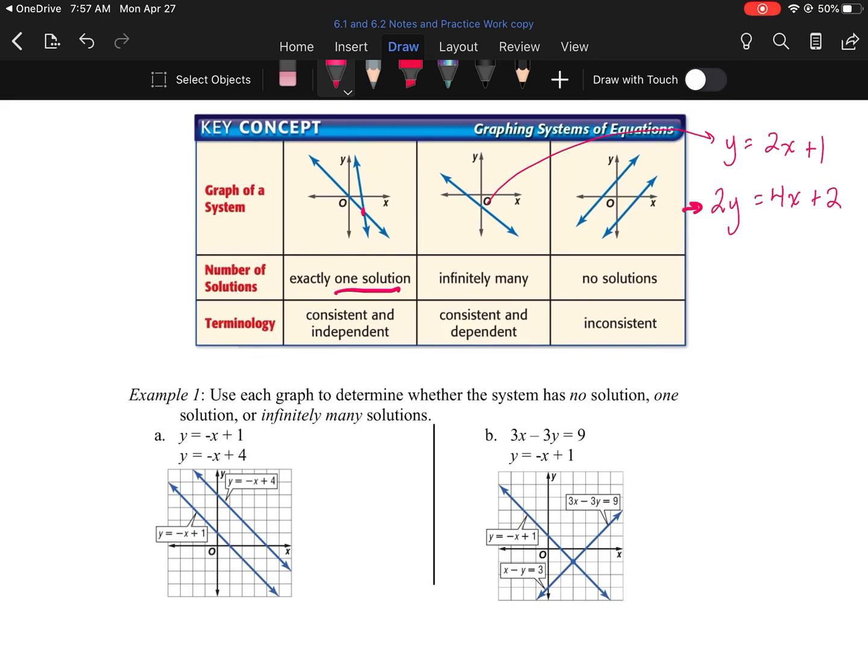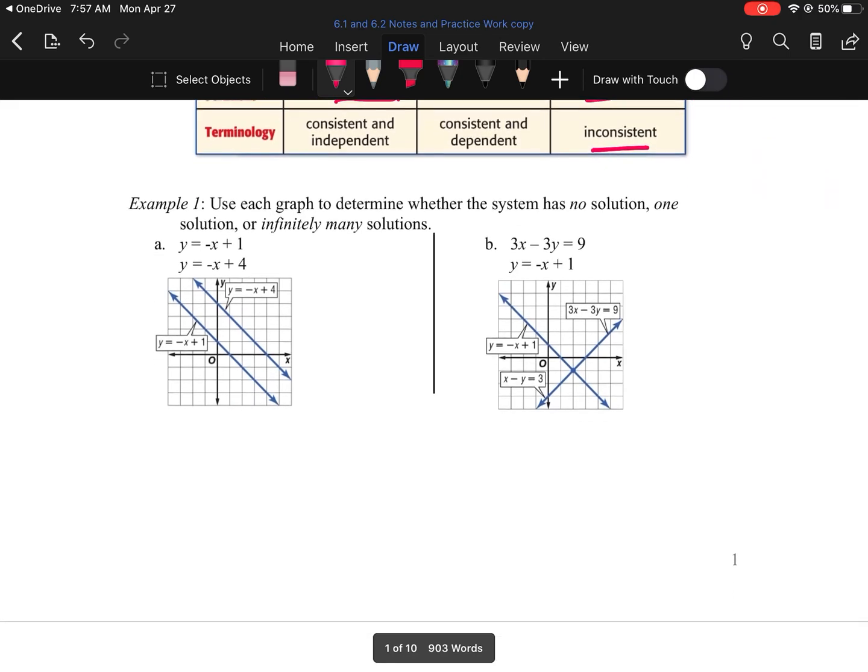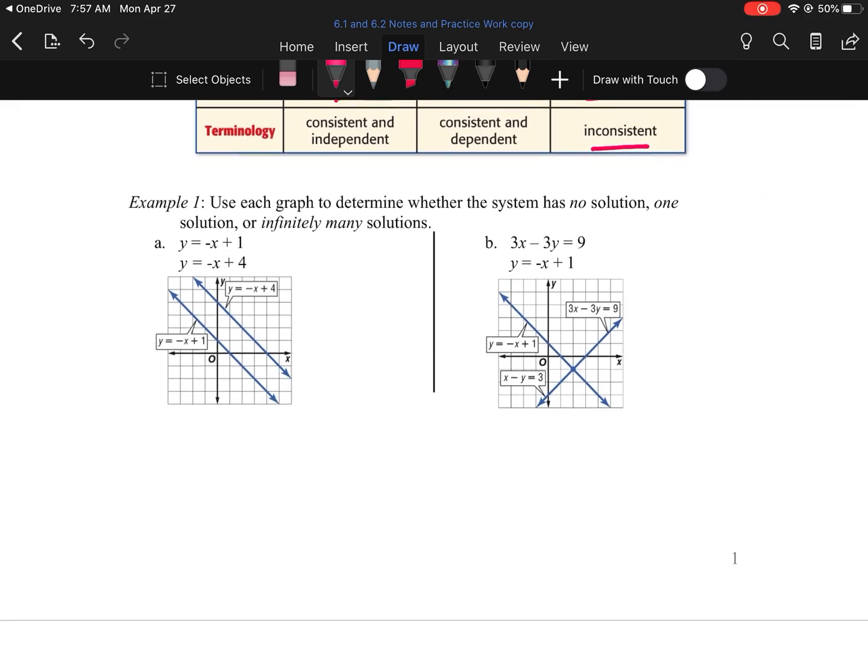And finally, when we have two parallel lines, they never intersect. And if our solution is the intersection point and they never intersect, that means we get no solution and it is inconsistent. Let's take a look at our first example. It says use each graph to determine whether the system has no solution, one solution, or many solutions.